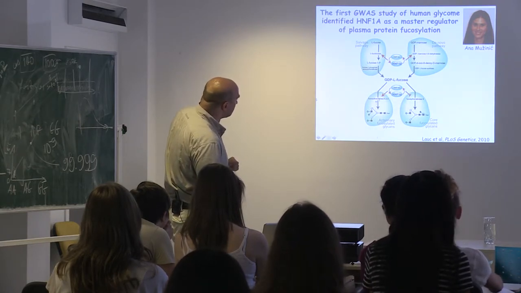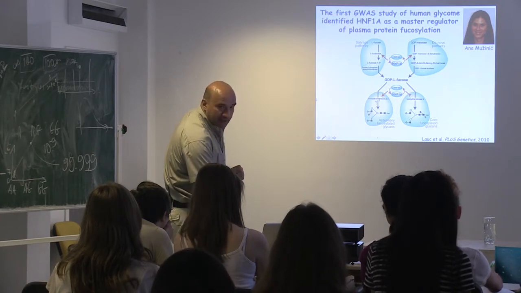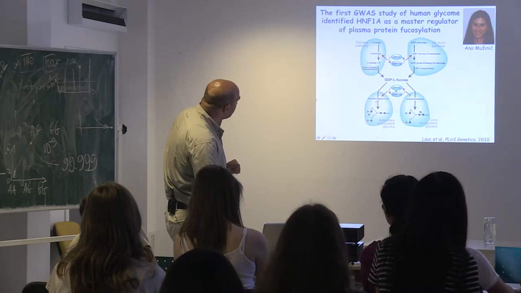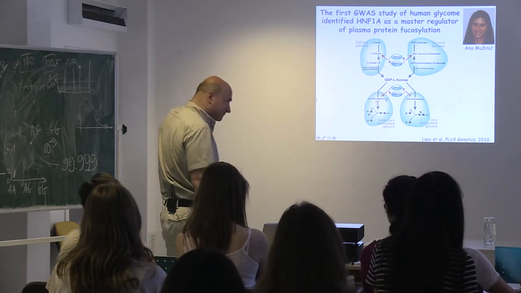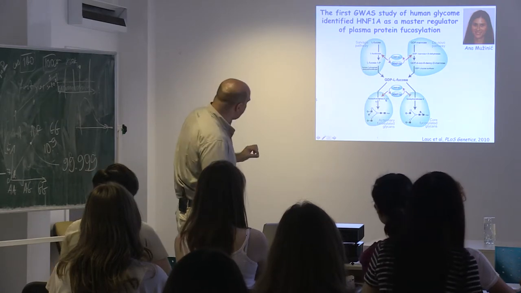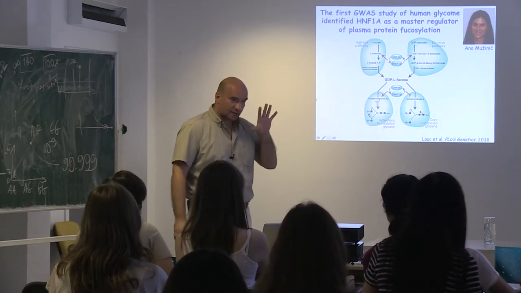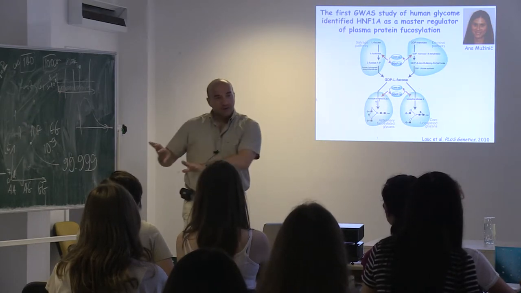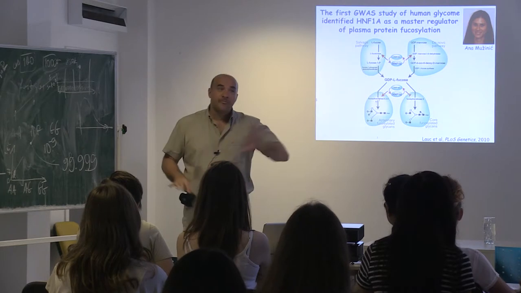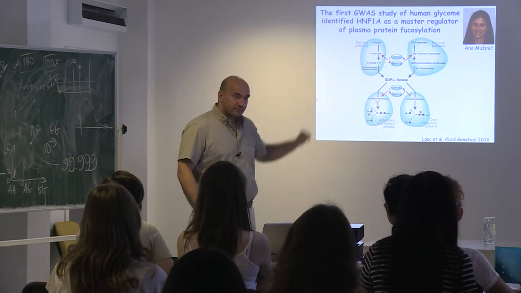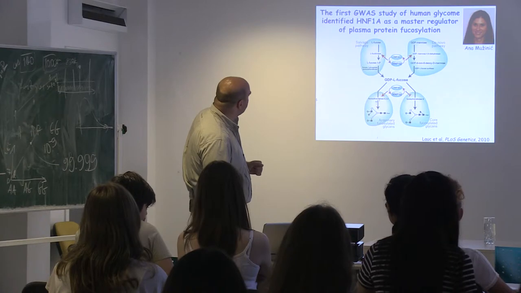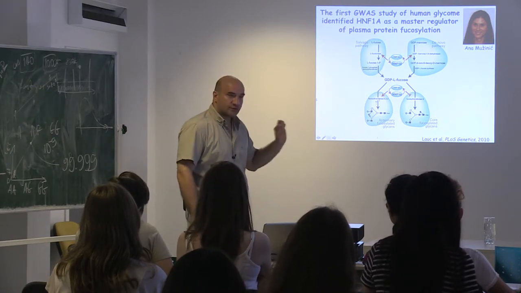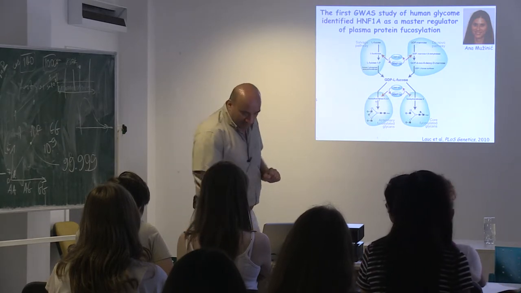Foot 8 is putting fucose here to the core of N glycans. And it's promoting expression of foot 3, 6, and 5, which are putting glycans to the antenna. So the same transcription factor is producing the substrate, blocking foot 8, which is a competing enzyme, and promoting expressions of foot 6 and 3, which are here the most relevant. So this transcription factor is doing everything it can to put fucose to the antenna of glycans.